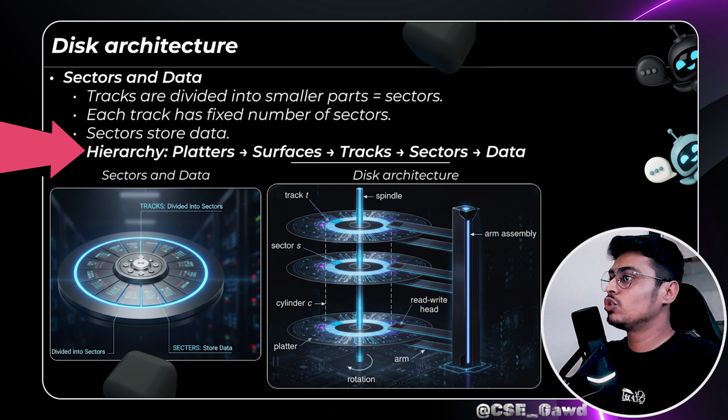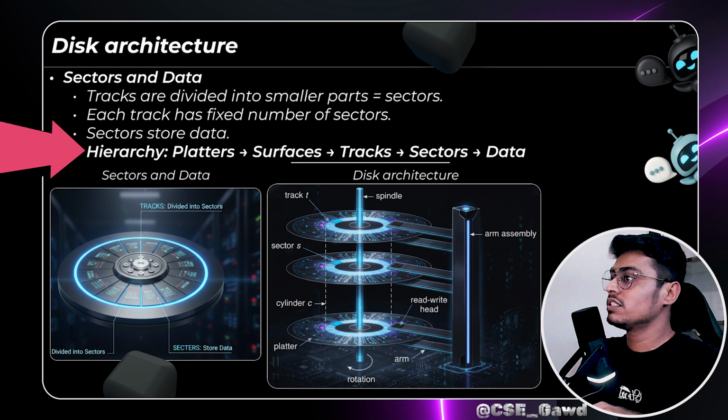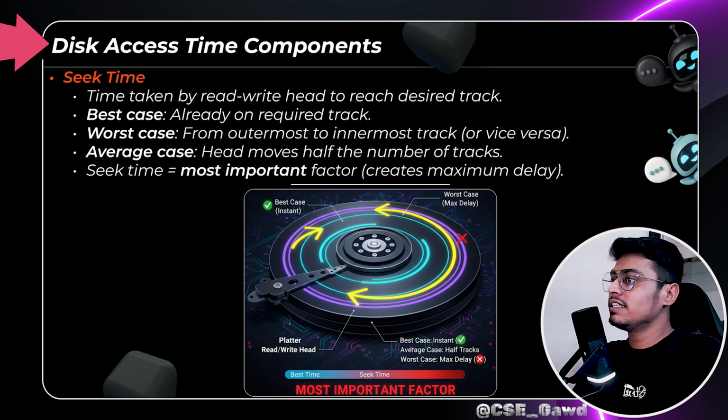So this sequence you should be familiar with: platters, surface, tracks, sectors and data. If they ask what is the total disk size or disk capacity, you multiply platter into surface into tracks into sector into data per sector. Now moving forward, disk access time components.